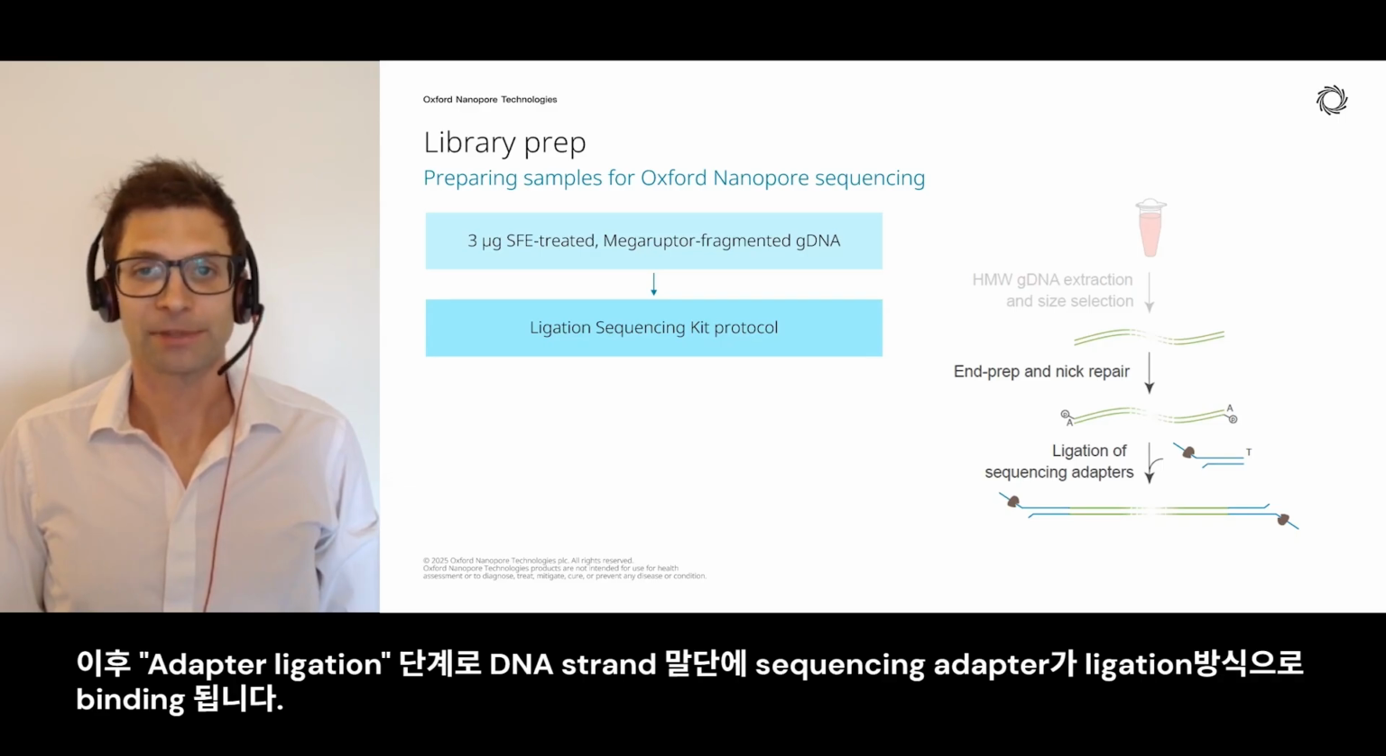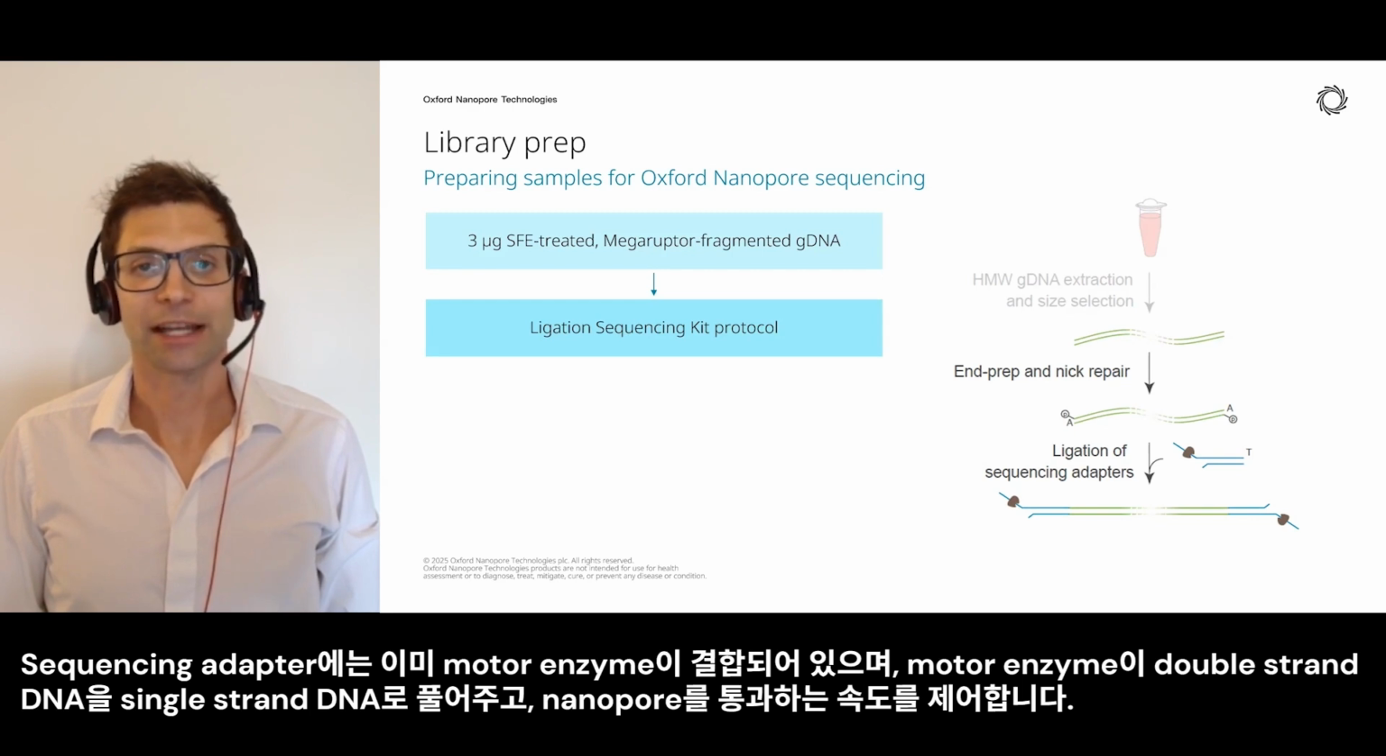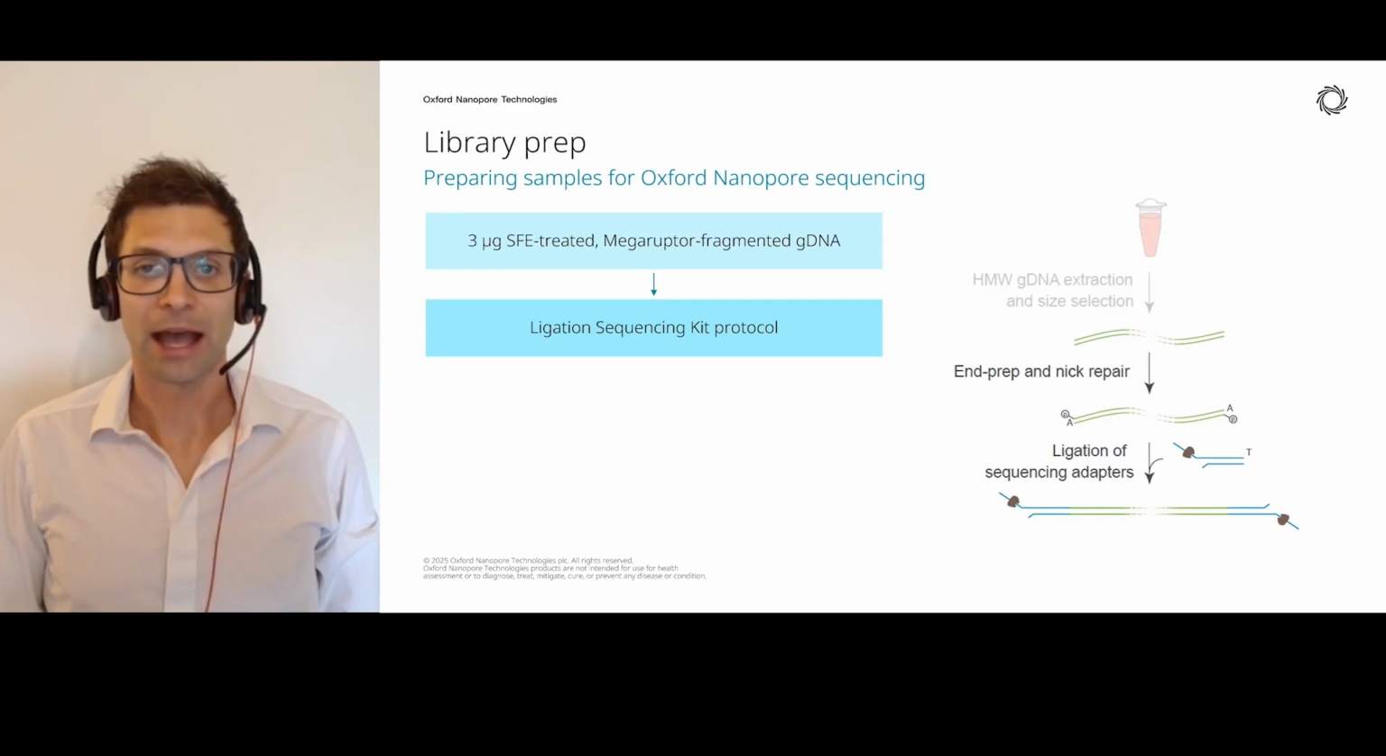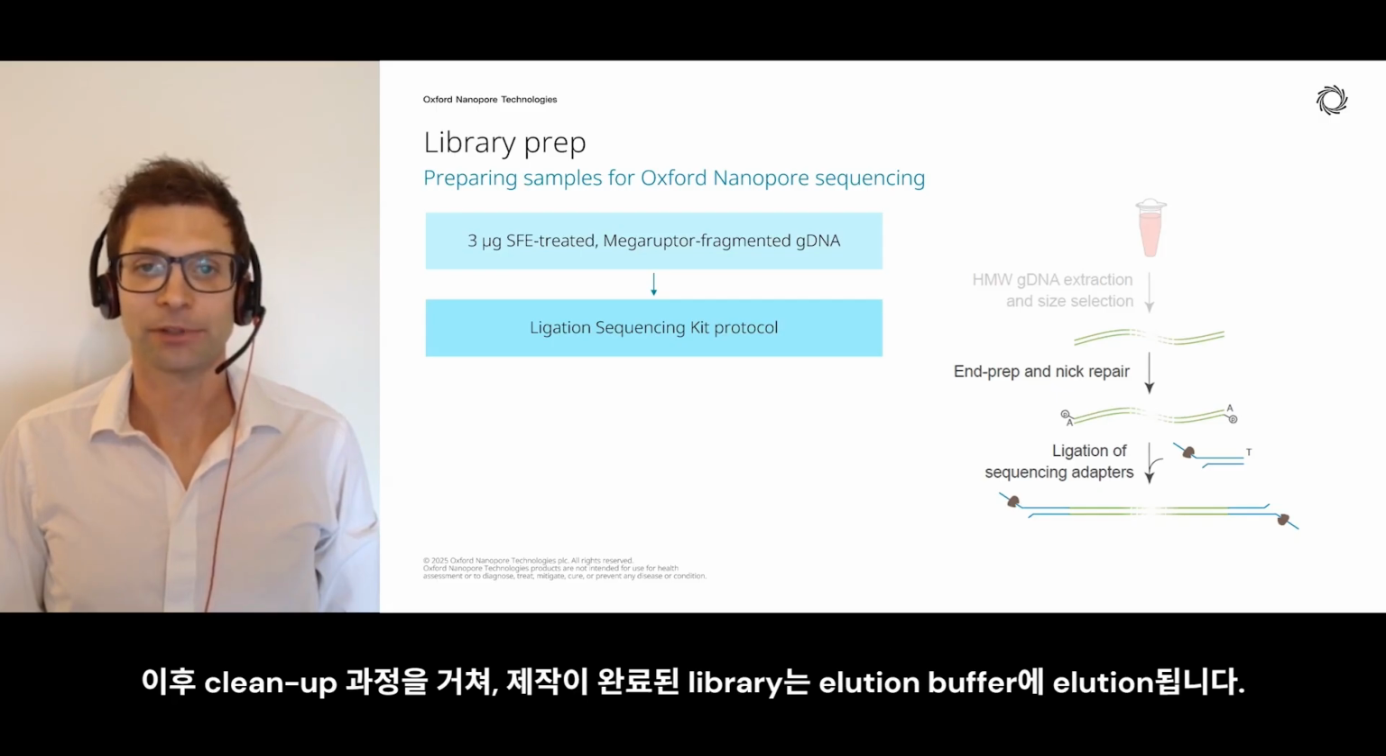And next comes the attachment of sequencing adapters to the ends of the molecules using a ligation-based method. These sequencing adapters feature a pre-bound motor enzyme, which, as you will have seen in other masterclasses in the series, unzips the double-stranded DNA molecule and controls its steady translocation through the nanopore for sequencing. After a cleanup step, the sample is then eluted in elution buffer.